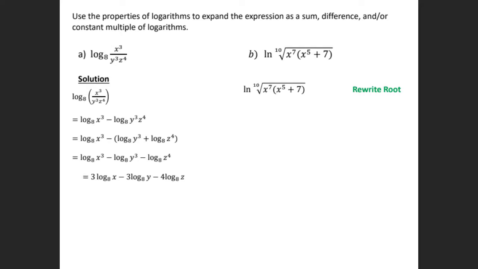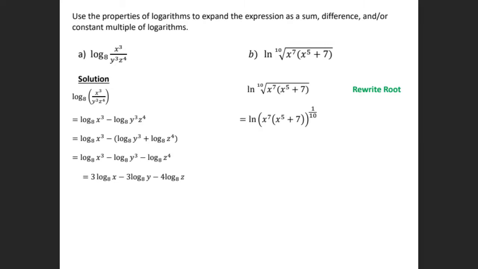We have the natural log of this big square root. So the first thing we want to do is let's go ahead and rewrite the root. This is a 10th root, so let's write it as an exponent. It says 1/10 power. Now I can apply my power rule, and it's going to give me 1/10 times the natural log of this long problem here.